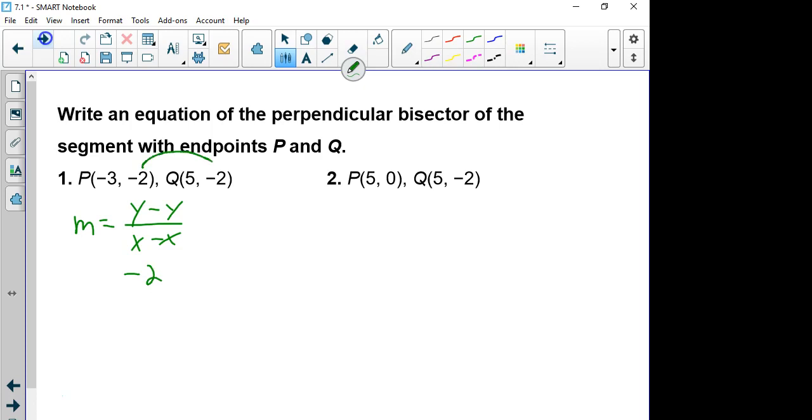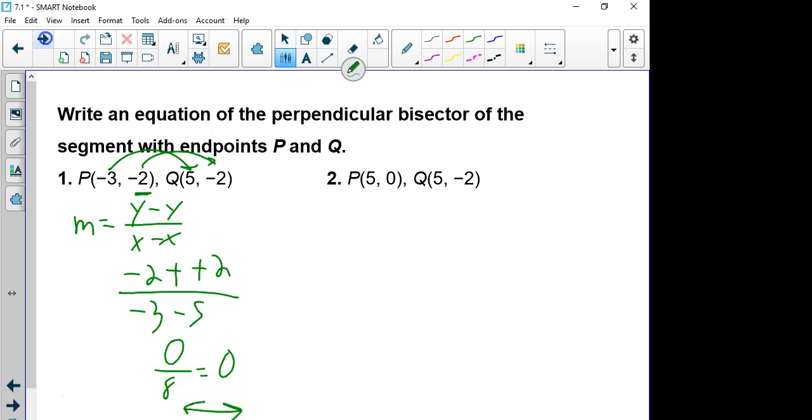I'm going to start with this one and go this way. Minus a negative 2, which is going to become plus. Since I started with this number, I have to start with negative 3 on the bottom. I cannot go round robin. So on the top, I'm going to get 0, and on the bottom, I'm going to get negative 8. Not that it matters very much, because 0 divided by any number is 0. That means we're going to have a horizontal line.